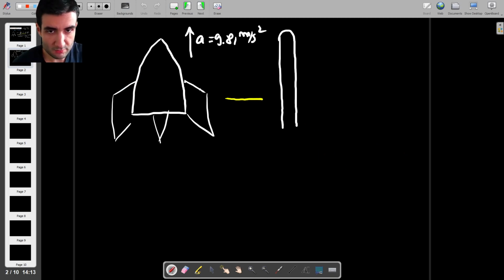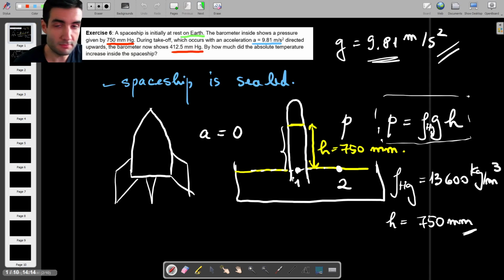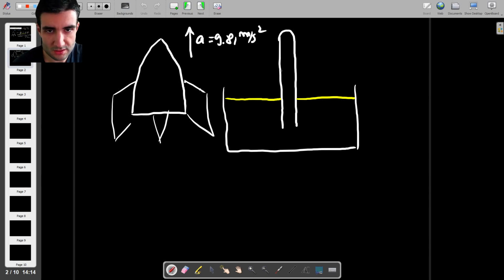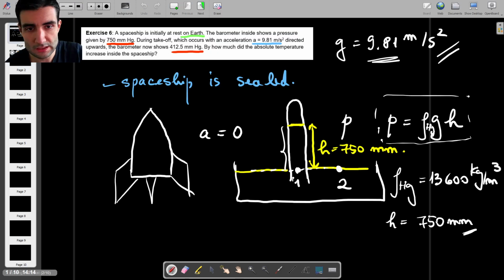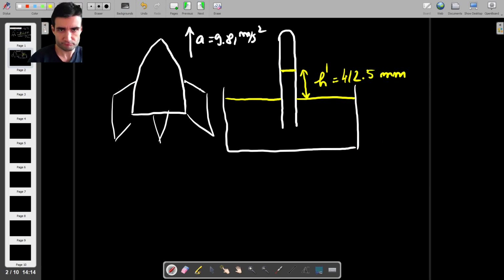Now we still have the same mercury bath, and inside the mercury bath we have the tube, and this time the level of mercury inside the tube is different. It only goes up by this much, where this much means h prime, where h prime is 412.5 millimeters.